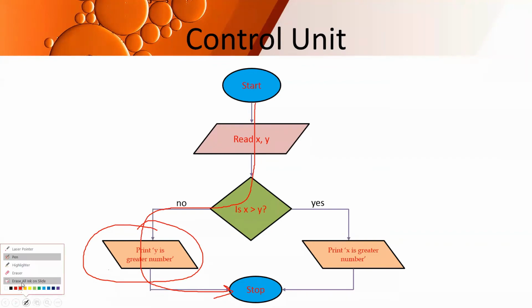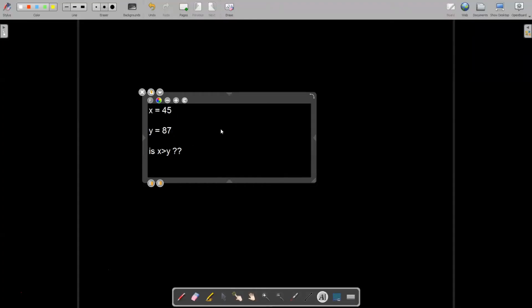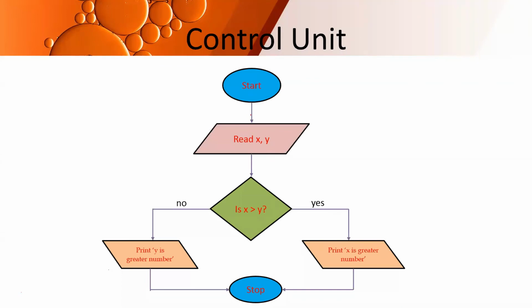Now, suppose the values are changed. Next time when the user executes the program, he enters these values: x is 100 and y is 75. So in this case, which number is greater? We'll start from here. User enters the value. Is x greater than y? Yes. So now it will follow the second course of action and then it will move to stop.